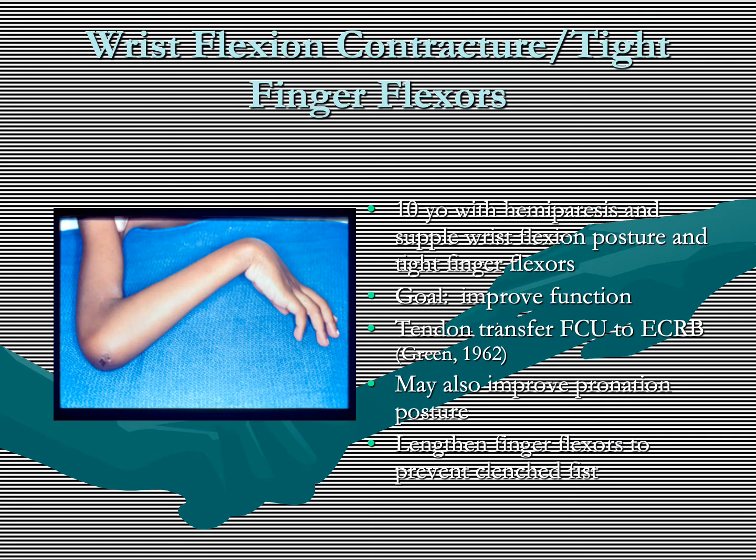The next case is that of a 10-year-old with hemiparesis and fairly supple wrist flexion posture with tight finger flexors, and the goal in this case was to improve function, and that was to be accomplished with a Green transfer, the FCU to ECRB transfer. This transfer may also improve the pronation posture at the forearm, and it's important to remember to lengthen the finger flexors in order to prevent the development of a clenched fist posture following this transfer.